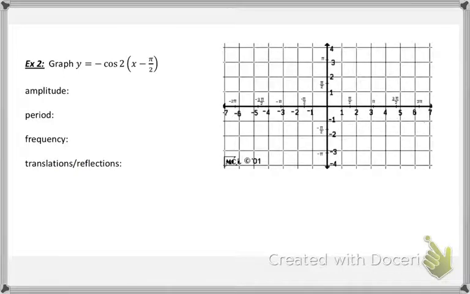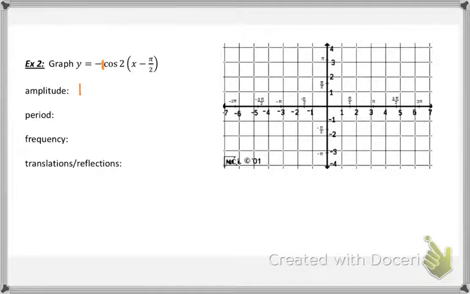With cosine, we've got y equals negative cosine 2 times x minus pi over 2. So from there, let's start with my amplitude. So my amplitude is 1. That is the number in front of sine or cosine. In this case, it's just negative. So the amplitude is 1, which doesn't change it.